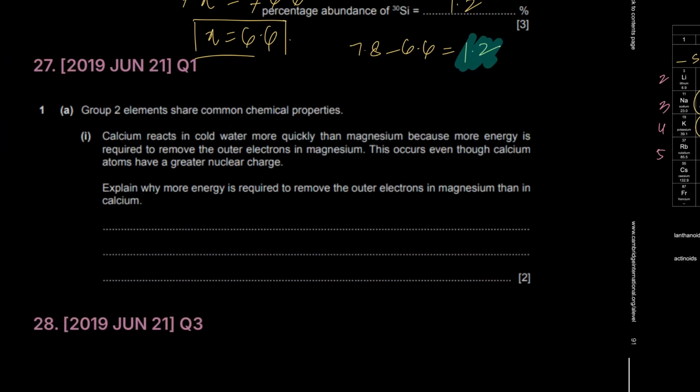So he's saying more energy is required to remove the outer electron. This occurs even though calcium has a greater nuclear charge. See, the examiner is confused. He's saying even though calcium has a greater nuclear charge, why is this the case? Explain why this is the case.